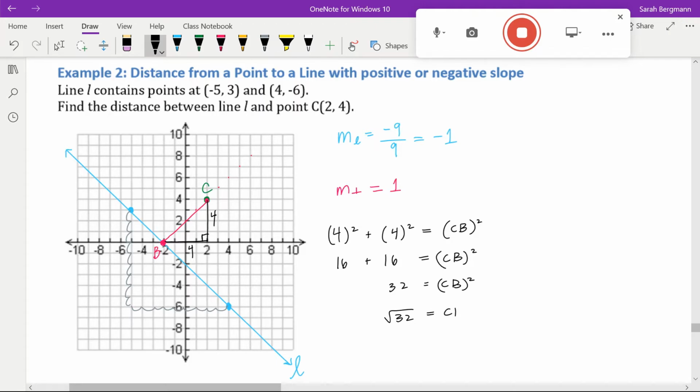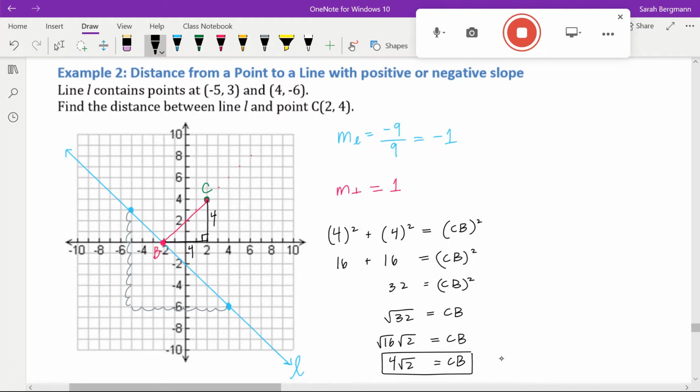Normally I would do positive or negative, but I know that a distance is not going to be negative, so I'll only keep the positive form of the number. This can simplify. 16 times 2 is 32, where 16 is a perfect square. So I'm going to put that in the front. The square root of 16 is 4. So I know CB is equal to 4 radical 2.